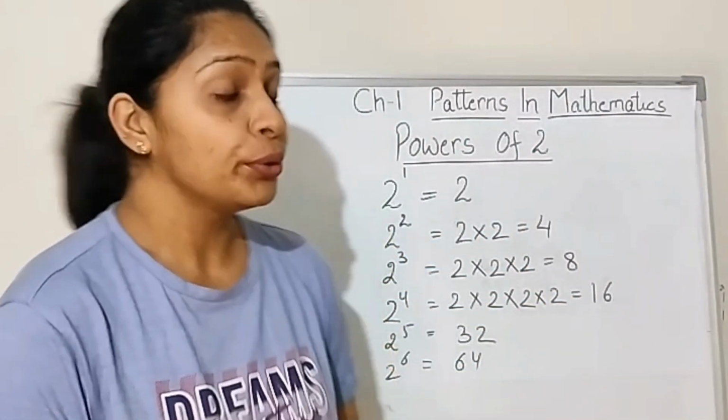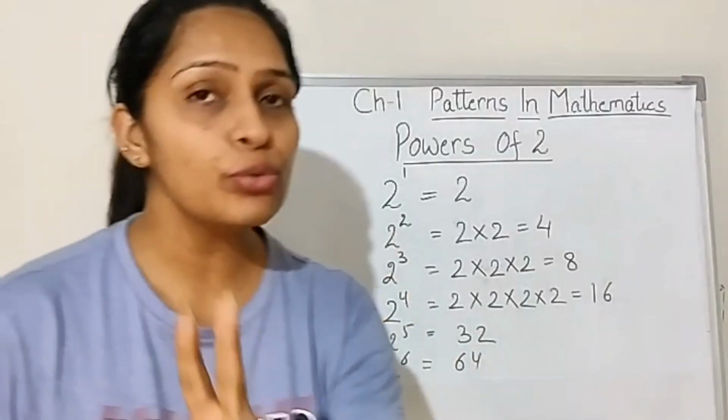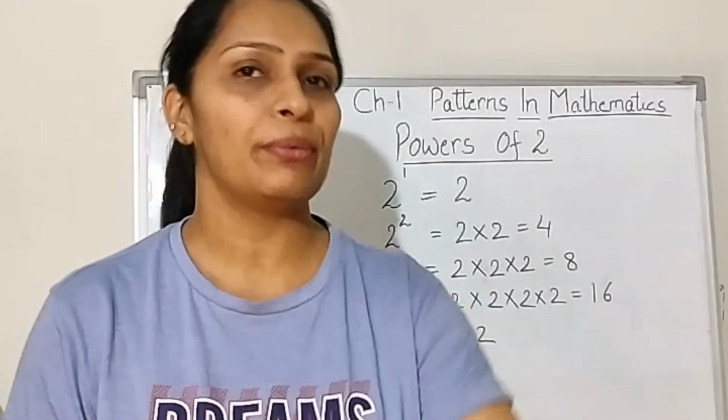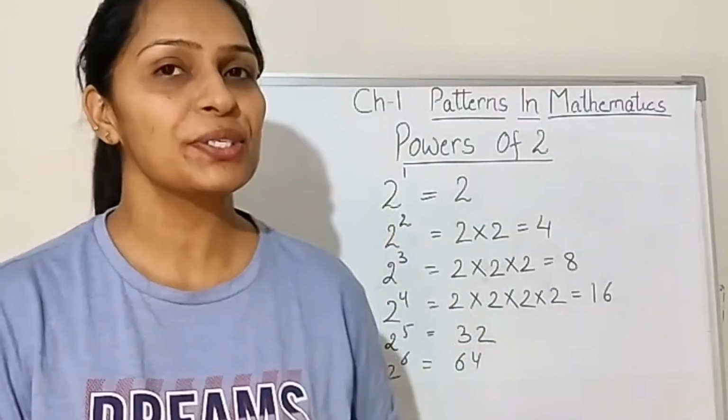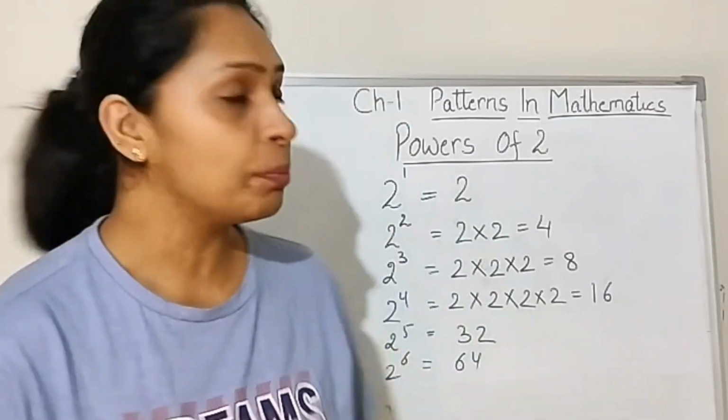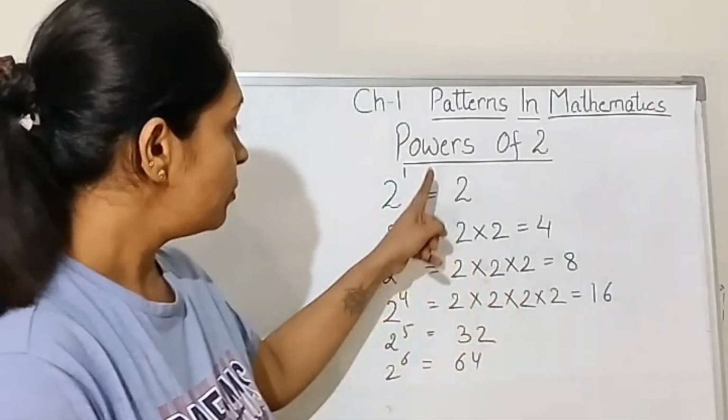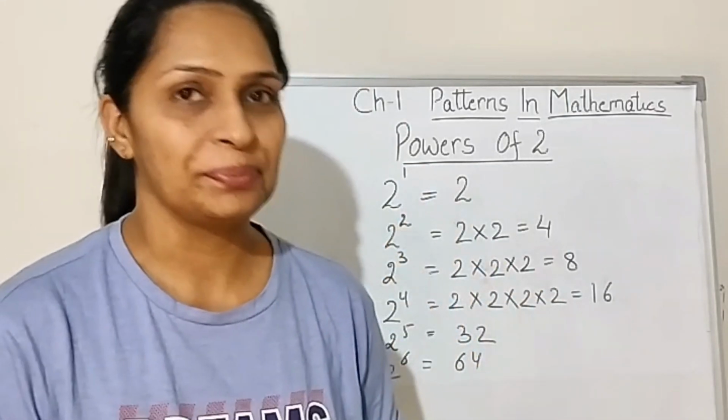So again I want you to write down the next two, at least 2 power 7 and 2 power 8, in the comment section if you have understood this, right? If you have not understood, please rewind it and see again what we did here.